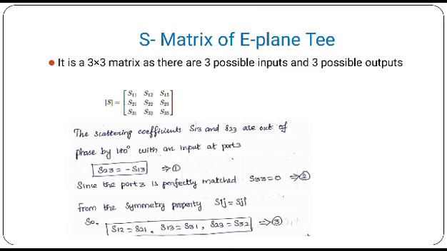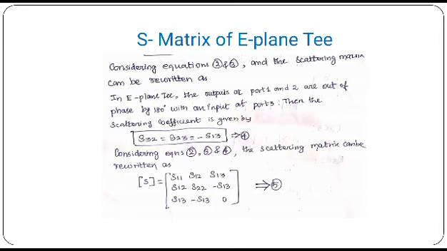Consider a 3 cross 3 matrix. The scattering coefficients S13 and S23 are out of phase. So S23 equals minus S13. If you substitute, for the symmetrical port that is perfectly matched, S33 equals 0. So by the symmetric property, S12 equals S21, S13 equals S31, S23 equals S32. So the S matrix can be written for an E-plane T. Port 1 and 2 are out of phase by 180 degrees with the input of port 3. Hence the scattering coefficient S23 equals minus S13.